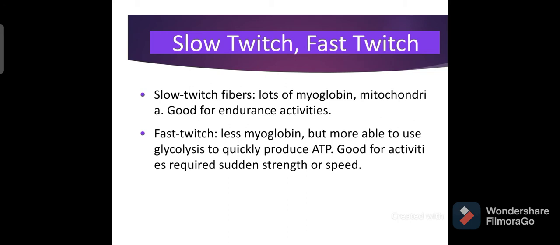Slow twitch, fast twitch. Slow twitch fibers have lots of myoglobin and mitochondria, good for endurance activities. Fast twitch fibers have less myoglobin, but are more able to use glycolysis to quickly produce ATP. They are also good for activities requiring sudden strength or speed. But different people have different ratios of these two fibers.